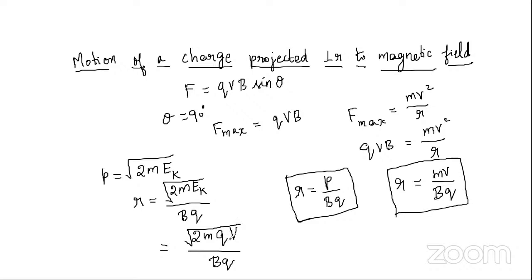So how did we arrive at this relation? Because the kinetic energy of a charged particle moving in a potential difference is q into capital V. So you should not confuse this small v with this capital V, because here capital V is nothing but the potential difference through which the charge is accelerated.